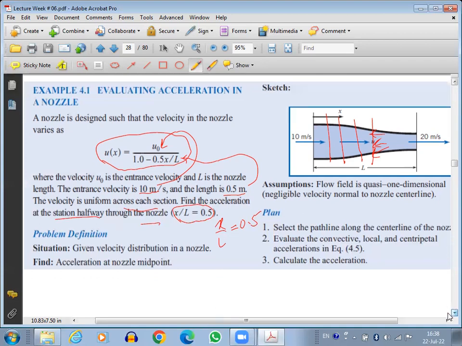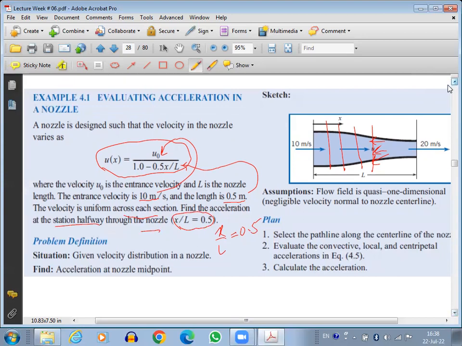Before moving over to the problem solution, first of all, do you understand the problem statement? You have a nozzle, and fluid is flowing through the nozzle. Within the nozzle, the velocity distribution is provided, and you need to find the acceleration of this fluid at the center of the nozzle. Is there anything within the problem statement or the problem diagram which is not clear to you? You can ask. So let's move over to the solution.